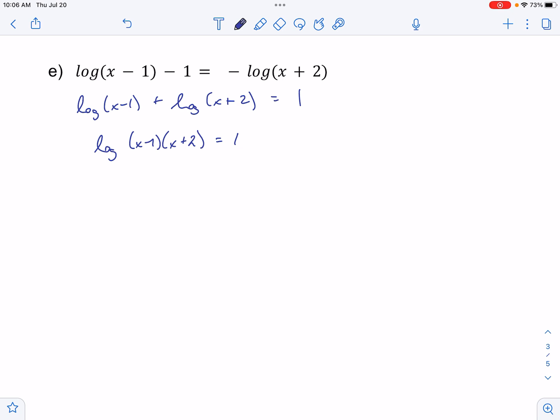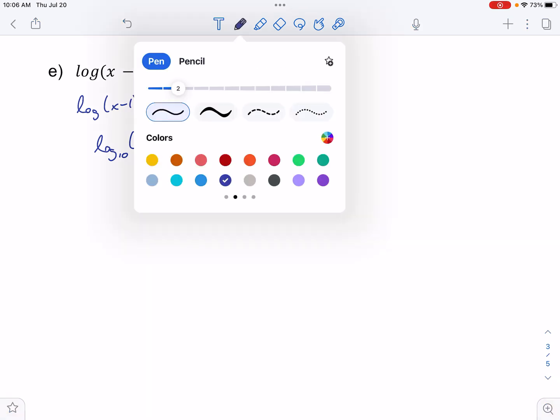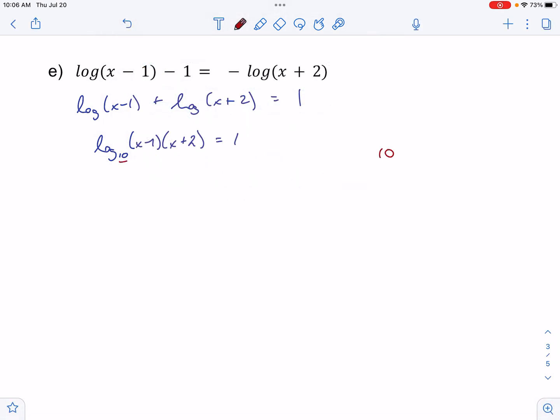The strategy that I'm going to use here is that I can rewrite this as an exponential equation. There's an invisible base 10 that's at play here. So I know that 10 to the power of 1 is going to be equal to the stuff in the middle. And 10 to the power of 1 is just 10. So I can say x minus 1 times x plus 2 is 10. I'm going to expand this. x squared minus x plus 2x minus 2 is 10. Then I'll combine my like terms.